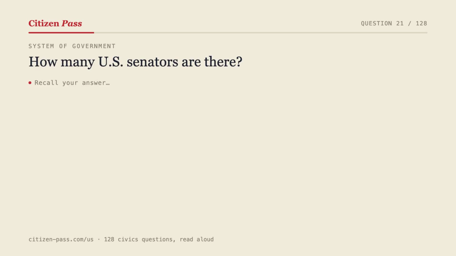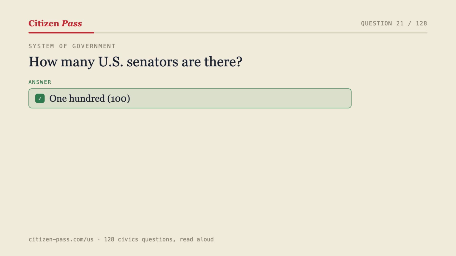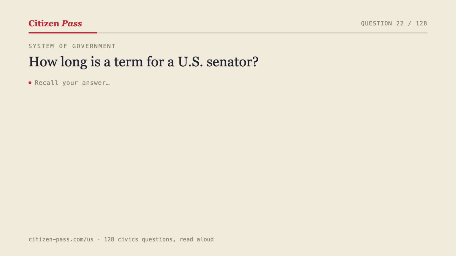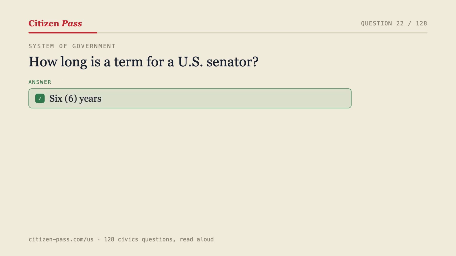How many U.S. senators are there? The answer is 100. How long is a term for a U.S. senator? The answer is 6 years.